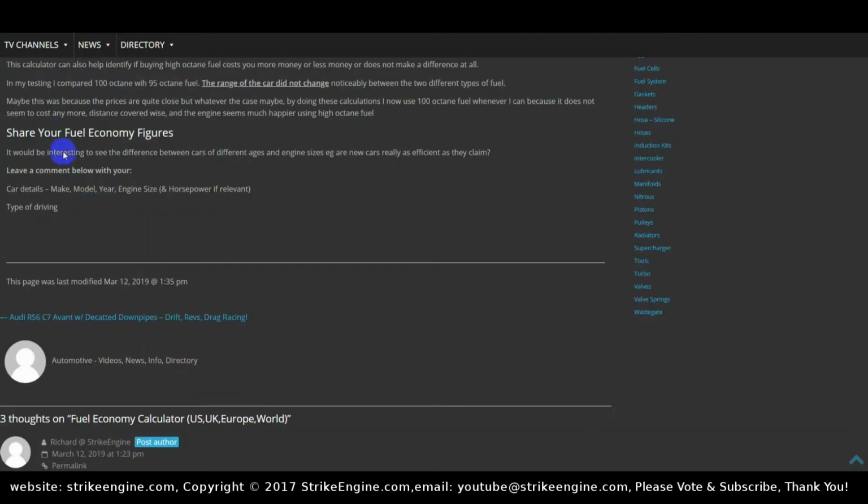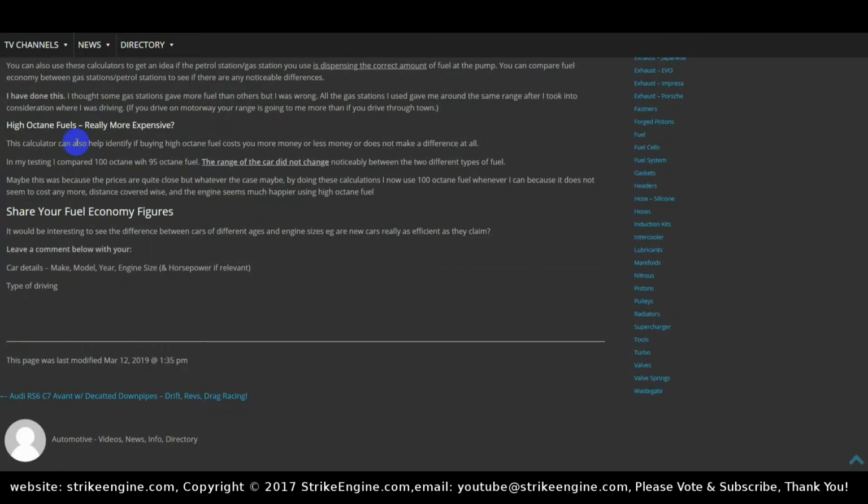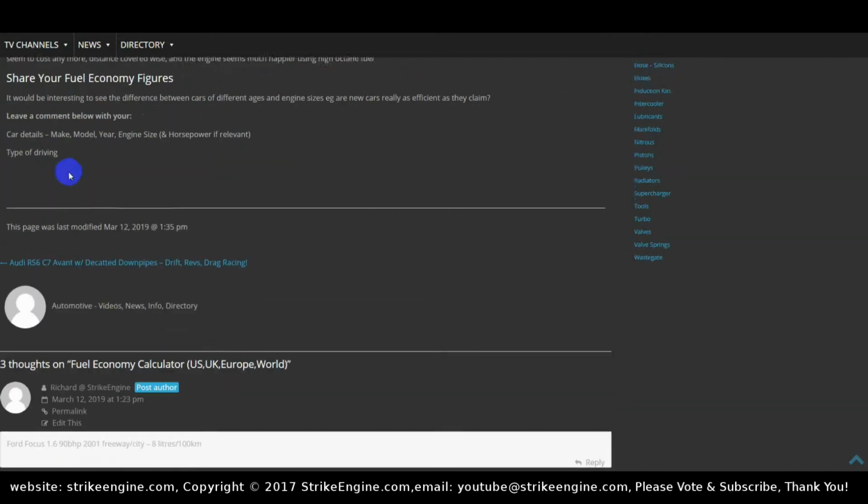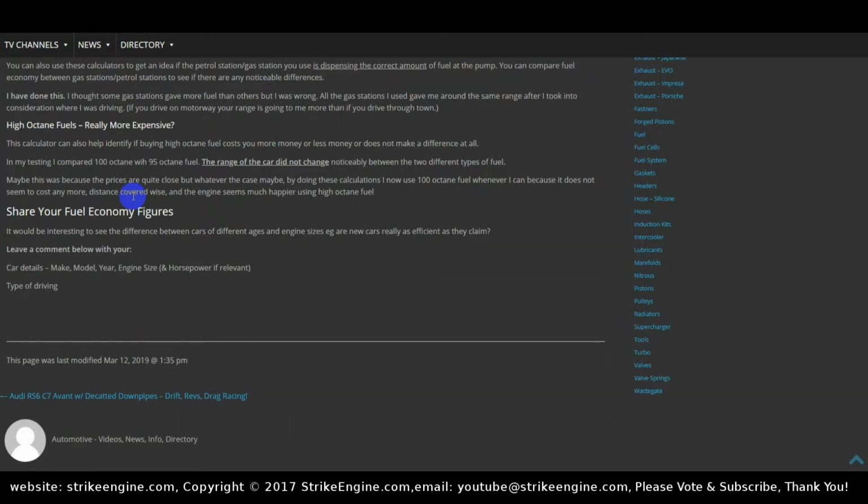And also, I just put a thing here, share your fuel economy figures. I thought it'd be interesting to see what the difference is between different ages of cars, and cars with different engine sizes. I suppose the most interesting thing is to see if the newer cars are a step above in fuel economy, given the marketing hype and the figures they quote. But is a 1.6 engine, for example, from 2001 really that much worse than a 1.6 engine in 2016? If you can, leave a comment below with your car details, it'd be interesting to see if that bears out in reality.